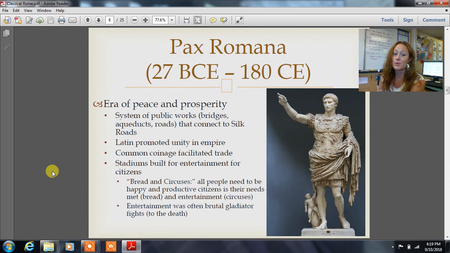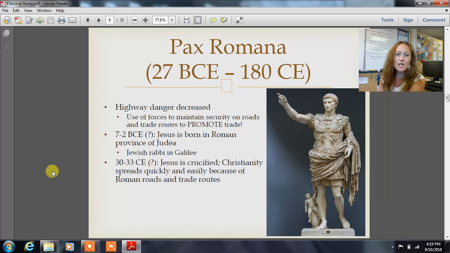Entertainment was often brutal, as they used gladiator fights to the death. Sometimes people are thrown in pits against exotic animals. So they definitely had an interesting idea of what was entertainment, and pretty brutal as well. So highway danger decreased, and this is what I mentioned a moment earlier. They used military forces to maintain security on roads and trade routes to promote trade. Like I said, traders felt safer, so they're more likely to engage in trade.